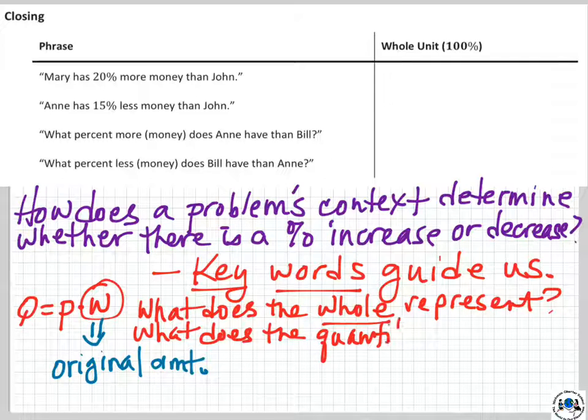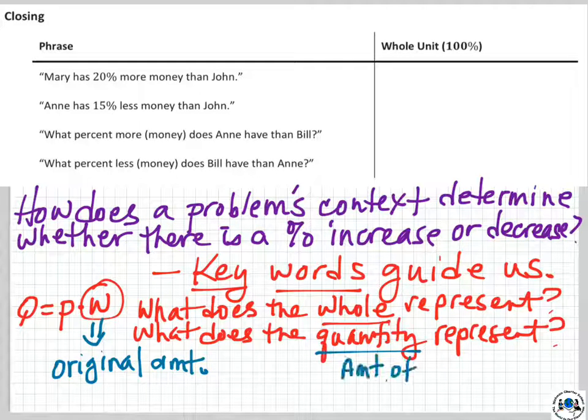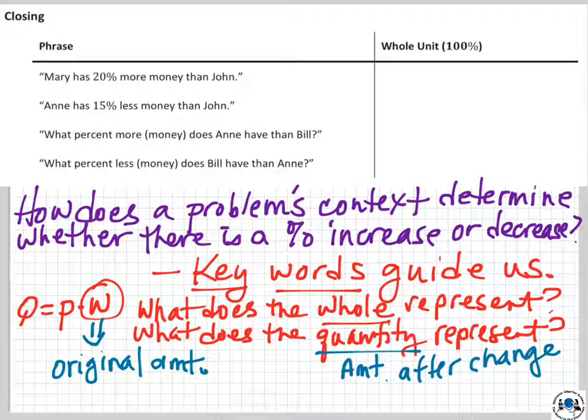But the quantity aspect of it, the Q, what does that represent? Well, that can represent a couple of things. It could represent either the amount of change, and we saw that quite a bit in the examples that we just did, or it could also be the amount after the change, okay? It could be either the amount of the change or the amount after the change, okay? And we'll talk about that a little bit more later on in these lessons.